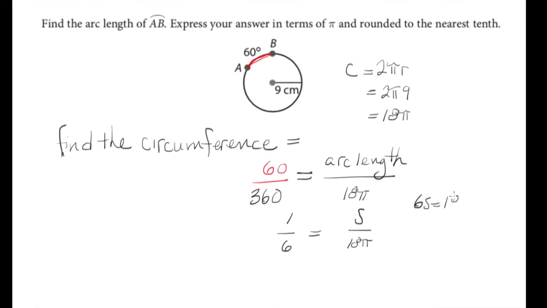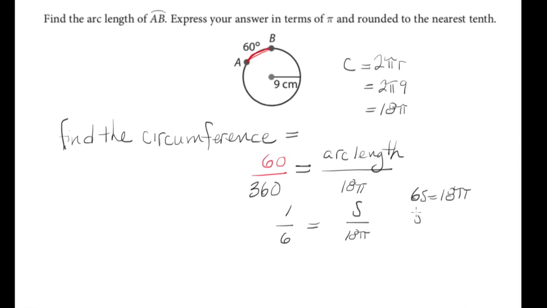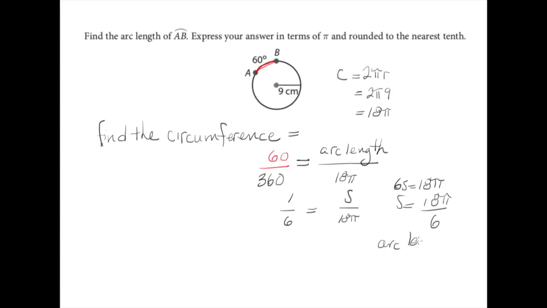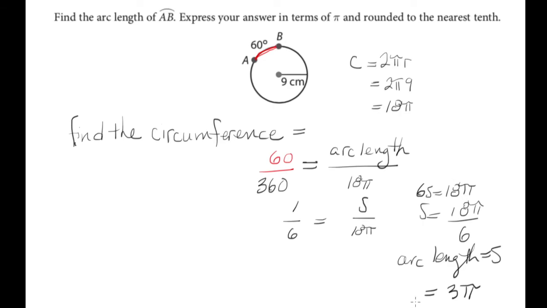So the next thing we do is just solve for the arc length. From now on, we're going to define arc length as s. S is the variable for arc length. So if we solve for s, we get 3 pi. So if the radius is 9 centimeters, the arc length for arc AB will be 3 pi inches.